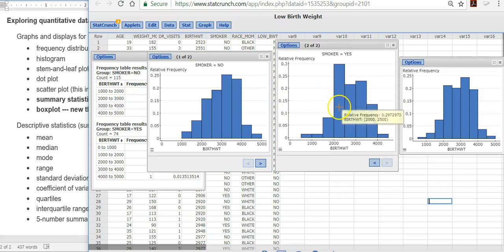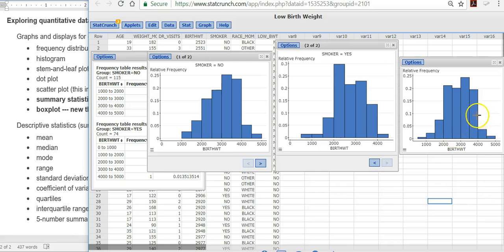And for the smokers, the highest frequency class is between 2,000 and 2,499. And that's much higher than the highest frequency class for this group. So that's a major difference between these two. Looking at this, you could say in general that it looks like the smokers' babies have much lower birth weights than the non-smokers' babies.